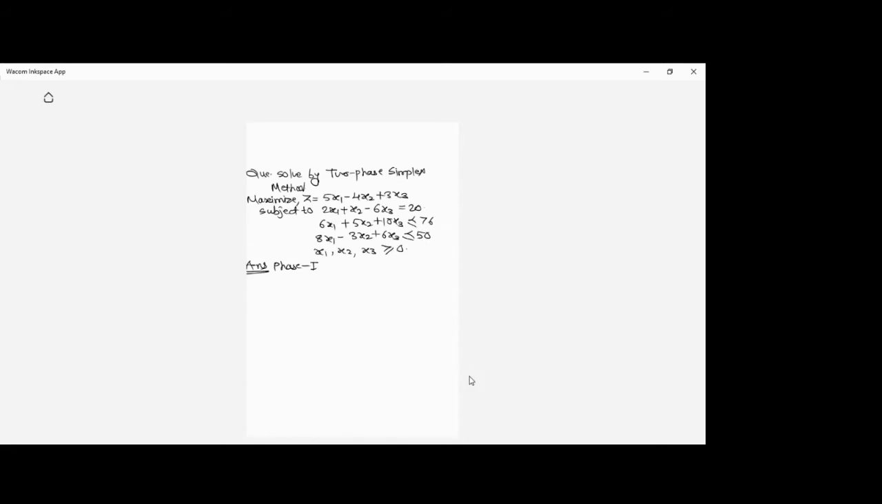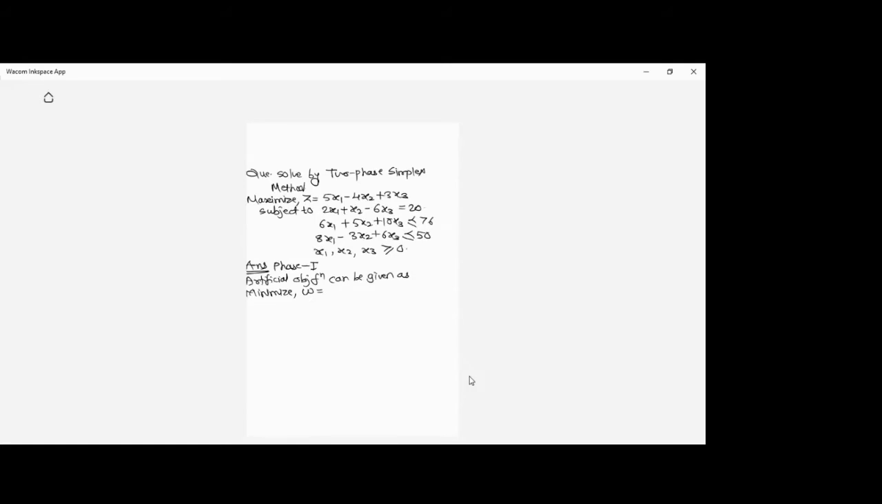In phase one, we go for an artificial objective function. I'll be writing the artificial objective function as, so minimize, right? In phase one, irrespective of whether our numerical is a maximization or a minimization numerical, we always minimize, and we are going to write the objective function which is represented by w.